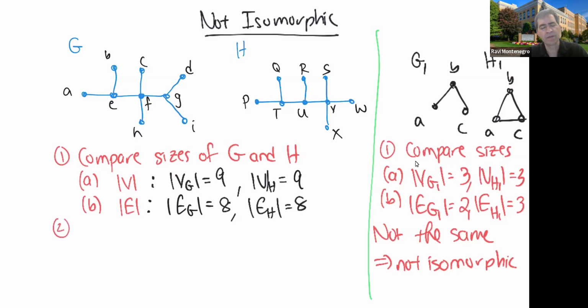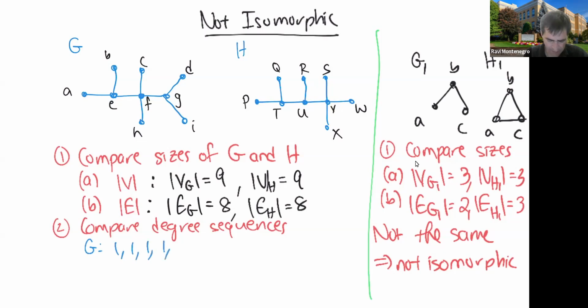The next thing that you should compare is called the degree sequences. The degree sequence is what you get if you write all the degrees and then you sort them from smallest to largest. So in G, the degree of A is 1, B is 1, C is 1, D is 1. There's only one edge. E has 3 edges. F has 4. G has 3. H has 1. And I has 1.